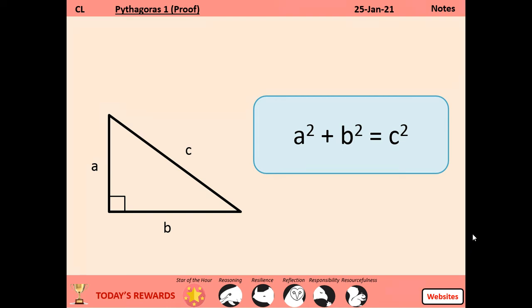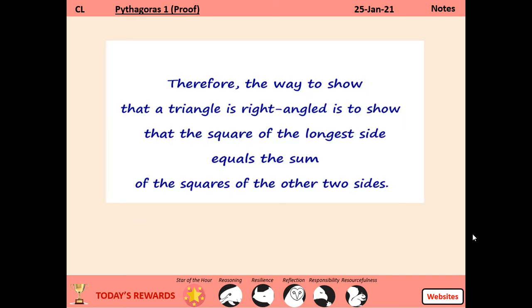It's also called this word hypotenuse, for the longest side. So make a note of that. The longest side of a right angle triangle is called the hypotenuse. It says here, therefore, the way to show that a triangle is a right angle is to show that the square of the longest side equals the sum of the squares of the two other sides, okay?